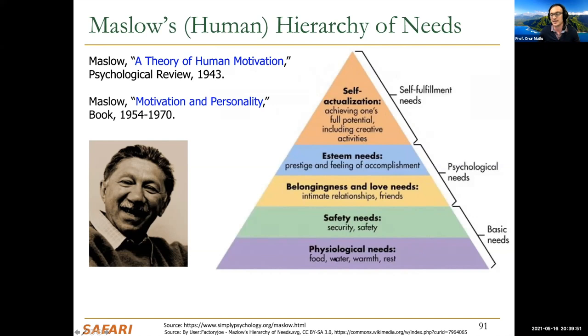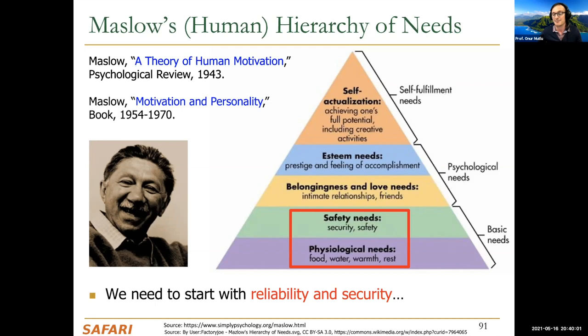If your safety and security are threatened, you're not in a situation where you can really think about self-actualization. And clearly we can empathize with it. It's absolutely true. That's why I think reliability and security are extremely important. We have to satisfy that for our systems going into the future as well, just like we have to satisfy it for ourselves as human beings.